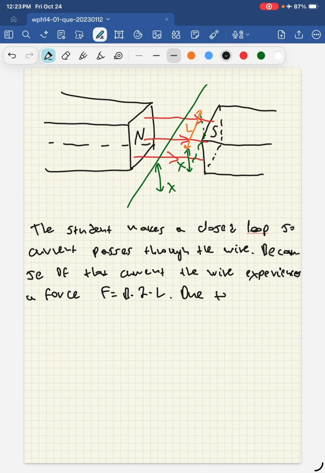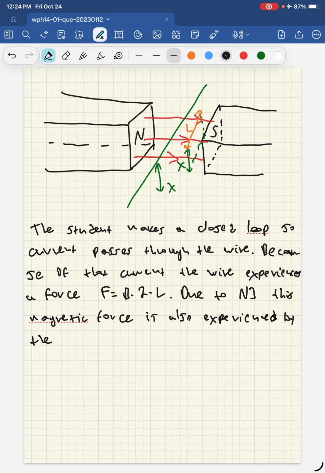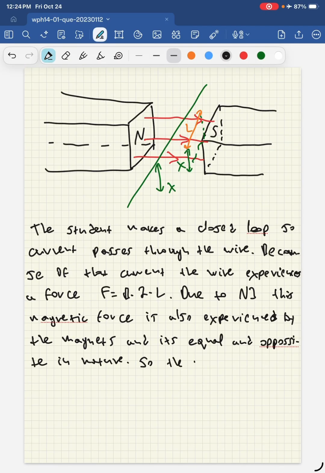Due to Newton's third law, this magnetic force is also experienced by the magnets, and it's equal and opposite in nature. So the reading on the scales changes.